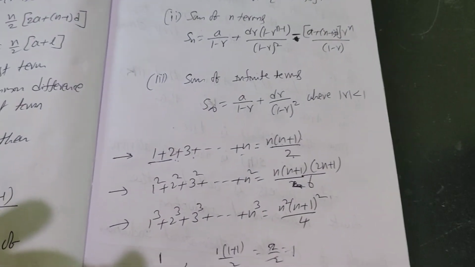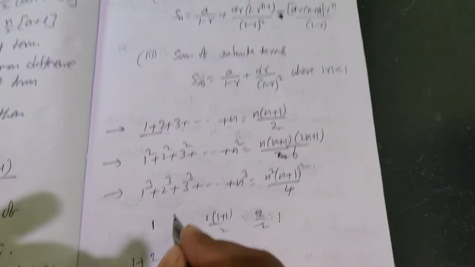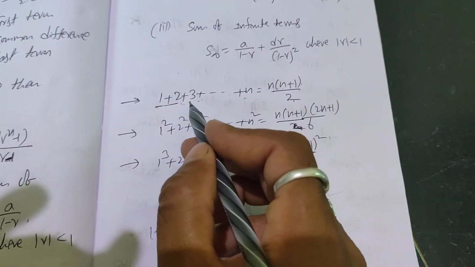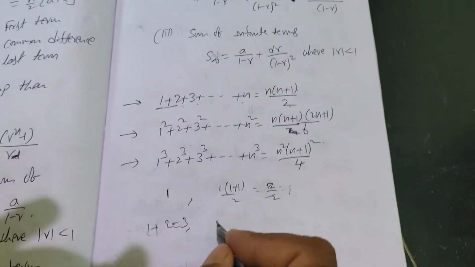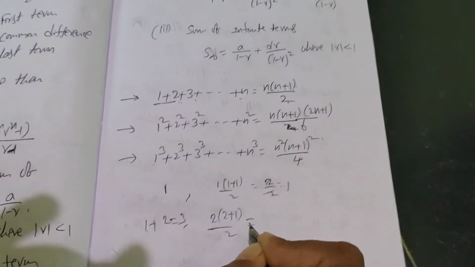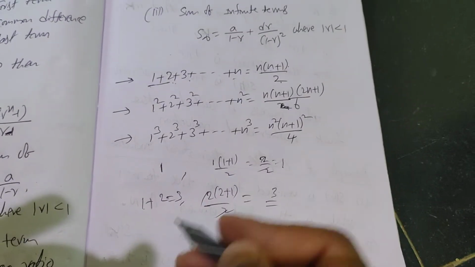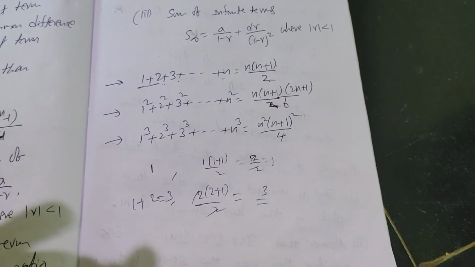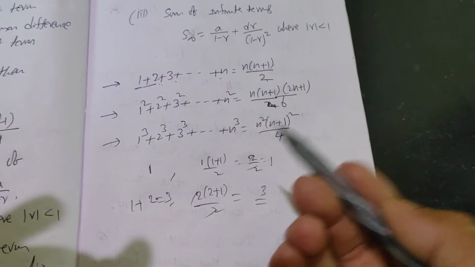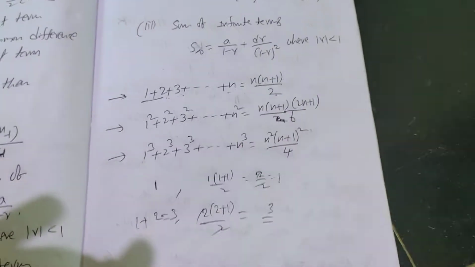Okay, take n is equal to 2. LHS is 1 plus 2, that is equal to 3. Here for n is equal to 2, what is it? 2 into (2 plus 1) by 2. The 2 gets cancelled, and this is also 3. So for n is equal to 3, n is equal to 4, n is equal to 5, n is equal to 6, we have to check up to n. If both LHS and RHS are equal, then this statement is true.